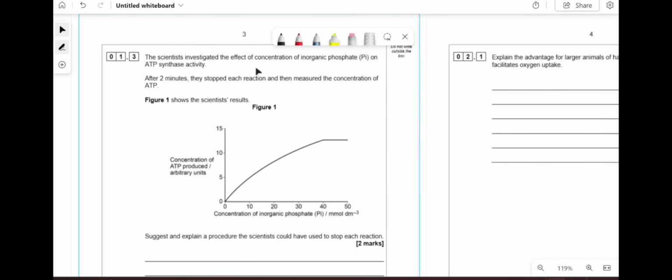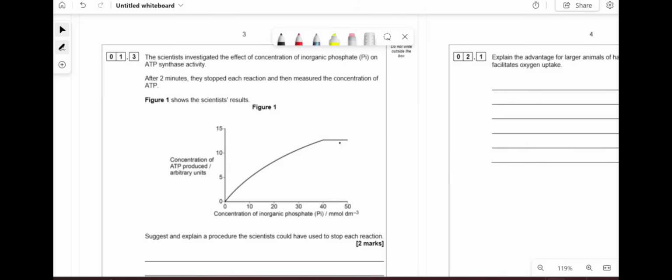The scientists investigated the effect of the concentration of inorganic phosphate on ATP synthase activity. After 2 minutes, they stopped each reaction and then measured the concentration of ATP, and here's the result. So we've got concentration of ATP produced and the concentration of inorganic phosphate here. So you can see that it's increasing and it starts to level off.